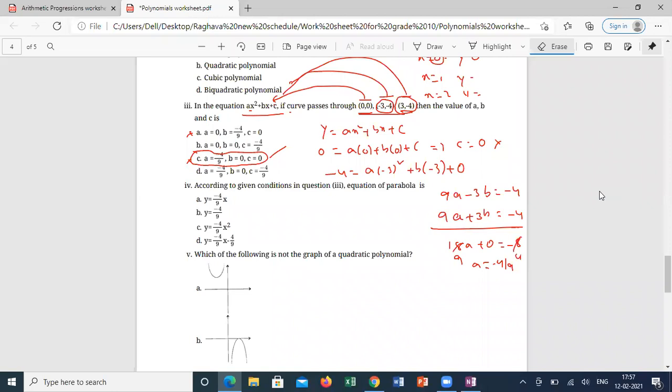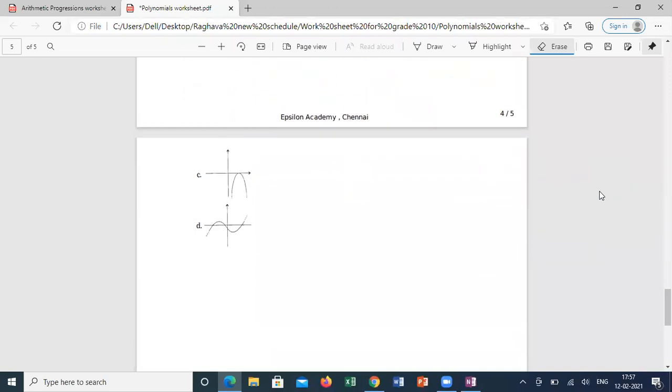So connecting the data is important. See, indirectly he's asking, according to the given conditions in question 3, what is the equation? Already they gave the equation ax square plus bx plus c, and they are asking what are the ABC values. That means whatever ABC values you get by substituting in this equation, that is the equation of the curve, that is the answer for the fourth question. Clear? Yes, sir. Anyone having any doubts in this? No doubt, sir.